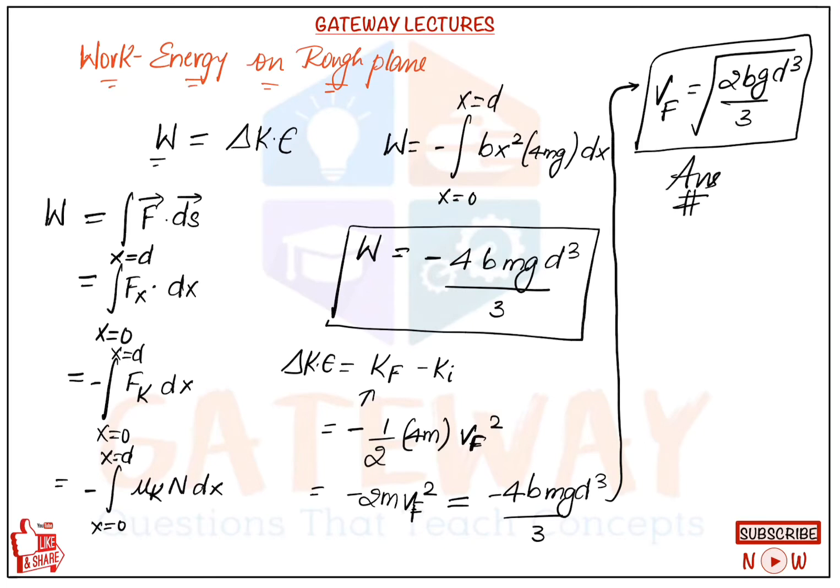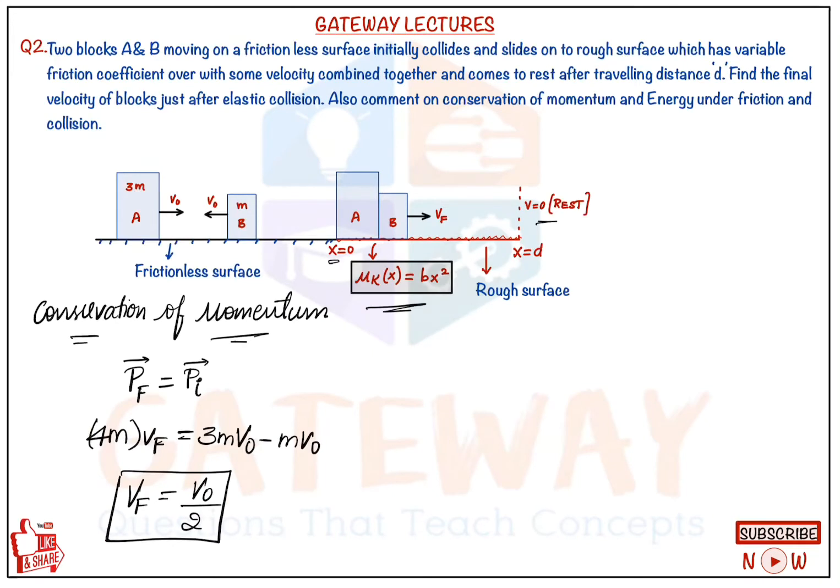So the question was finished, and they also asked to comment on the conservation of momentum and energy under collision. When it is an elastic collision, complete momentum will be conserved and also complete energy will be conserved. Here, even though it is an elastic collision, there is an external force acting just after the collision. As long as there is no external force, conservation of momentum can be applied. That is why on the smooth plane we applied conservation of momentum. No issue there.